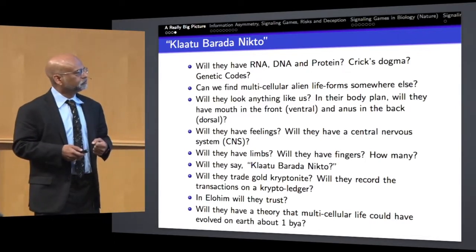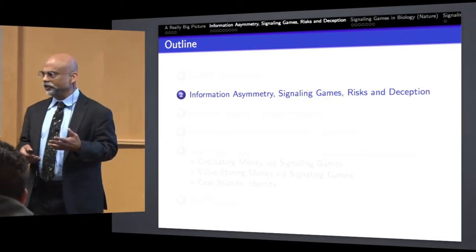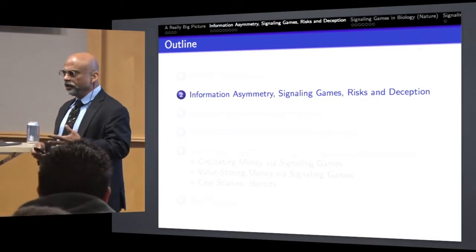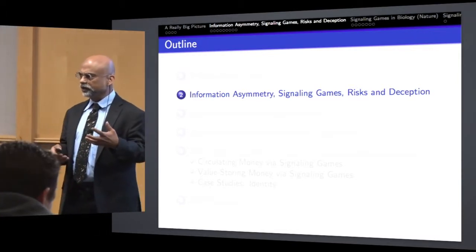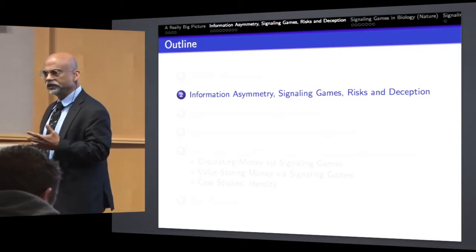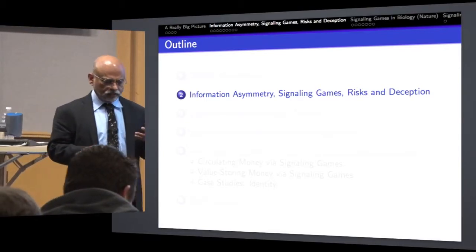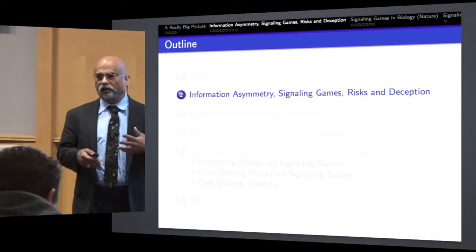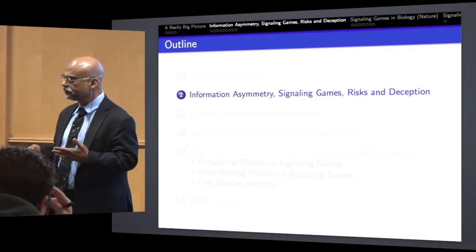So I'm going to talk about that game. It's an information asymmetric game, which fits in with classical game theory, but it is not information complete. Not all parties have access to the same information. One of them is informed, and the other one is uninformed, and they need to play a game to coordinate.